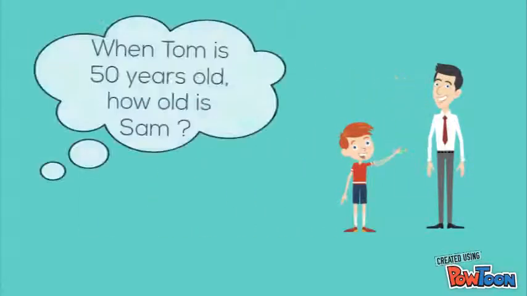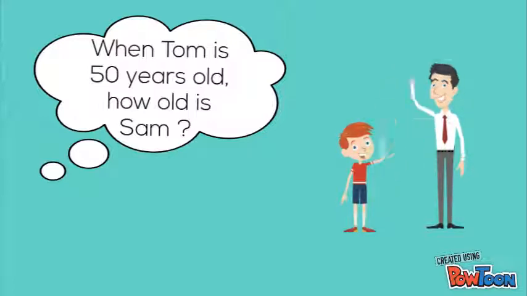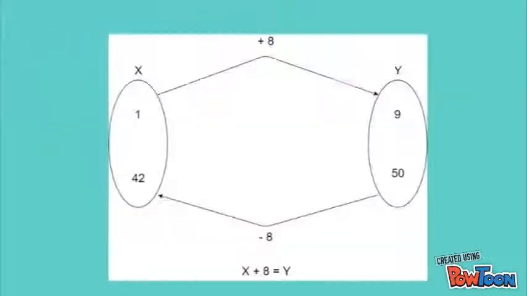Now let's go back to the question. When Tom is 50 years old, how old is Sam? Put this equation into a mapping diagram. The input will be Sam and the output will be Tom, and the operation in between would be plus 8. The question is, when Tom is 50, how old will Sam be? 50 will be the output because it represents Tom's age.